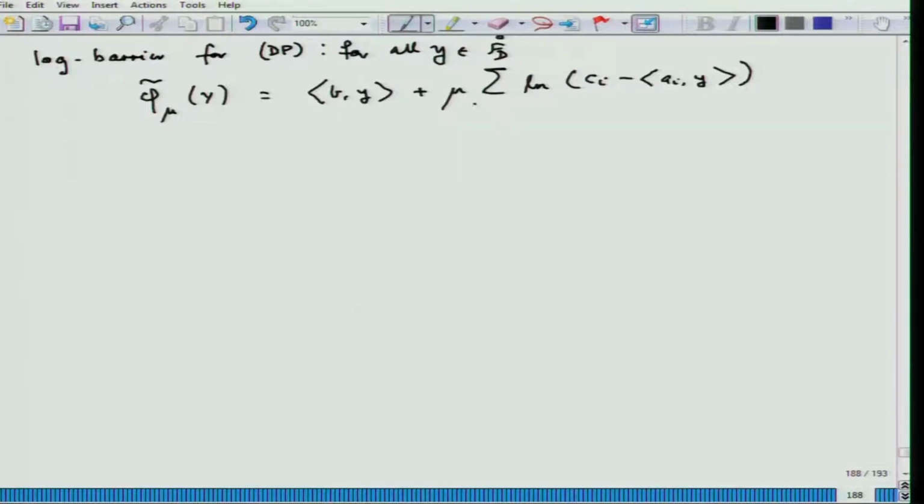I have defined it like this, with i from 1 to n, because there are n columns. So, a1, a2, up to an are the n columns of the matrix A.